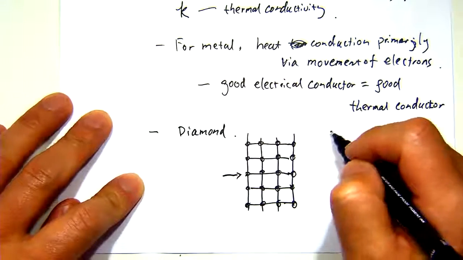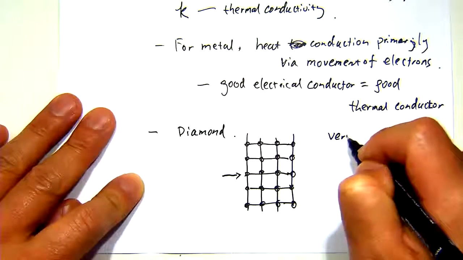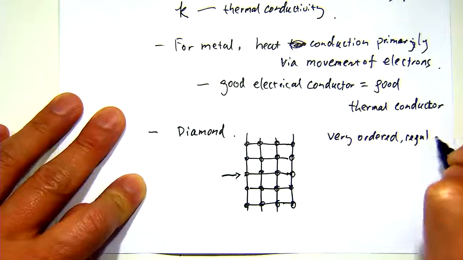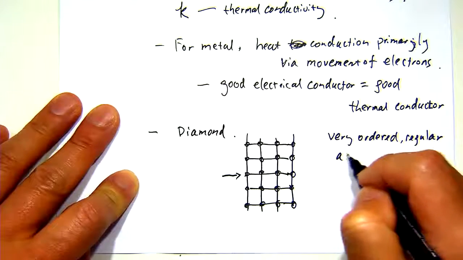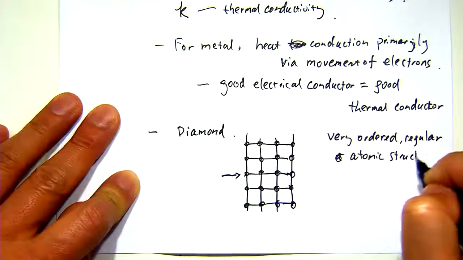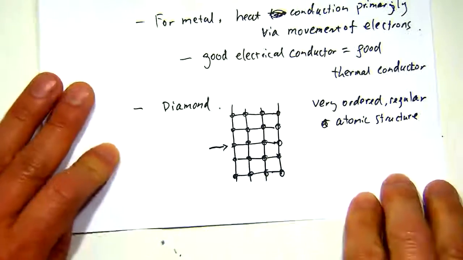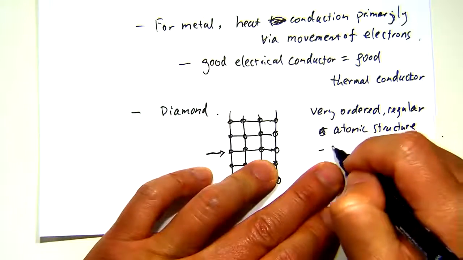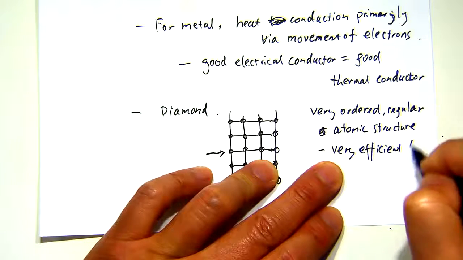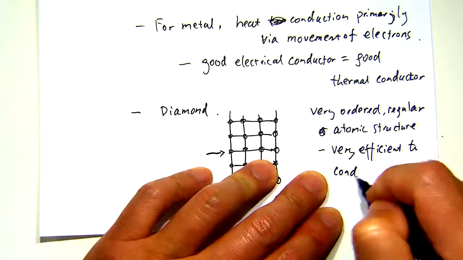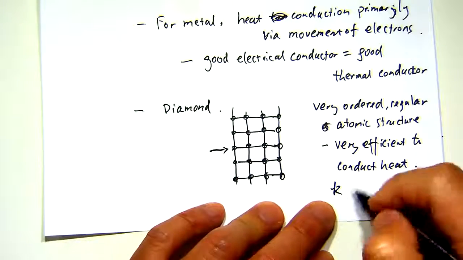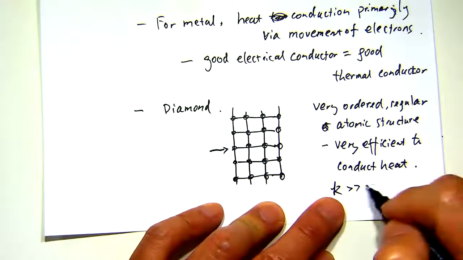So this is a diamond that has a very ordered and regular atomic structure, to make it very efficient to conduct heat. So the K is much larger than metal.